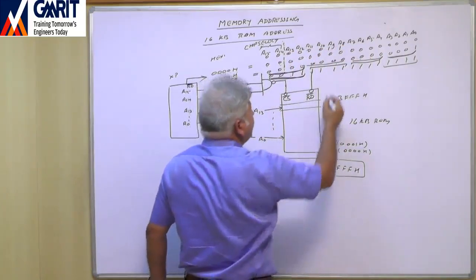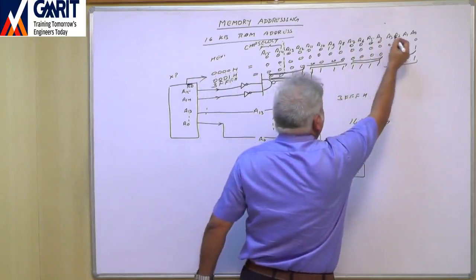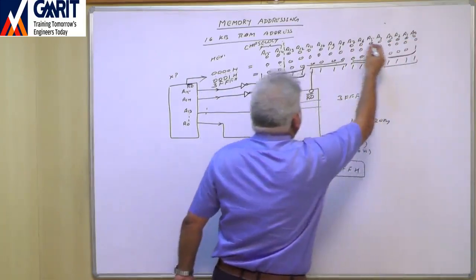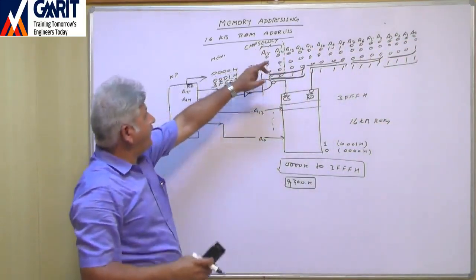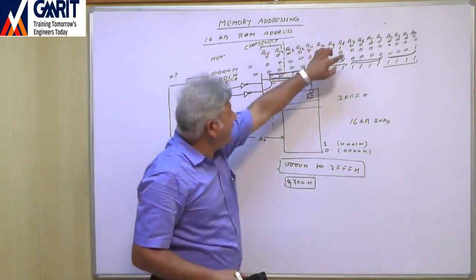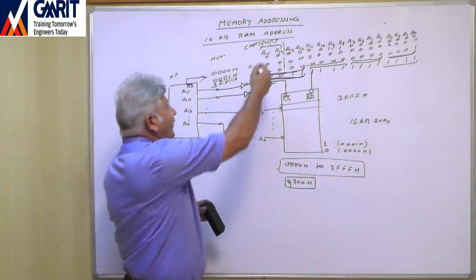Then 0011, 0000, 0000. So basically over the address lines A0 to A15, this particular binary pattern is flowing. So now what will happen?